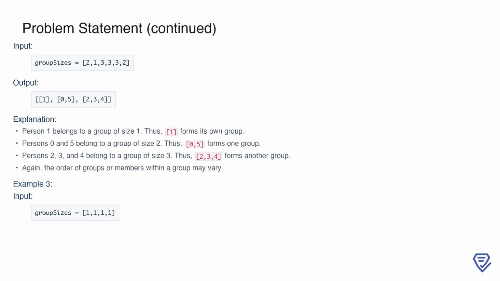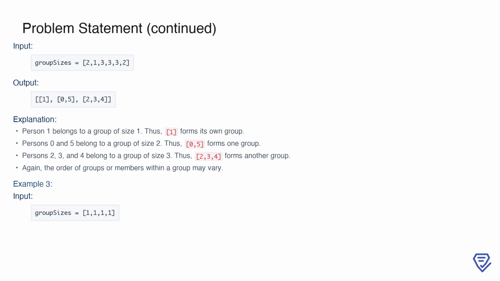Let's consider another example. If the input is groupSizes equals [2,1,3,3,3,2], person 1 has a group size of 1, so they form their own group, [1]. Persons 0 and 5 both belong to a group of size 2, so they form the group [0,5]. Finally, persons 2, 3, and 4 all belong to a group of size 3, forming the group [2,3,4]. Therefore, the output in this case is [[1],[0,5],[2,3,4]].